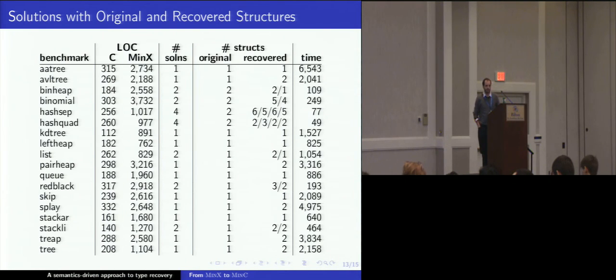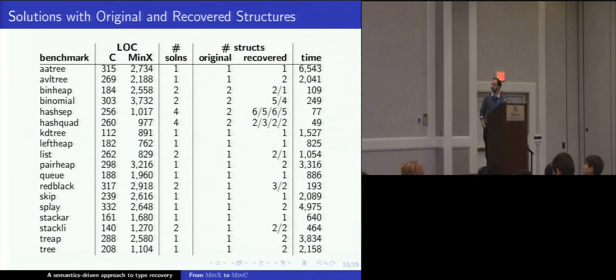So we have done this for a bunch of textbook programs. And these are all programs which manipulate data structures because we're interested in type recovery. So here you see some idea of the size of the programs. And we have the number of solutions. The next column shows us the number of struct definitions in the original program. We've then got the number of struct definitions in the decompiled program.